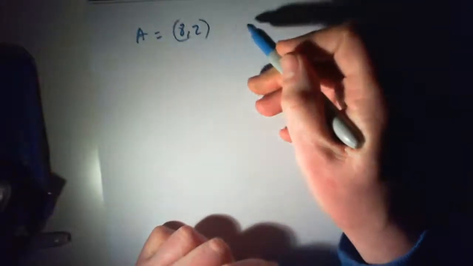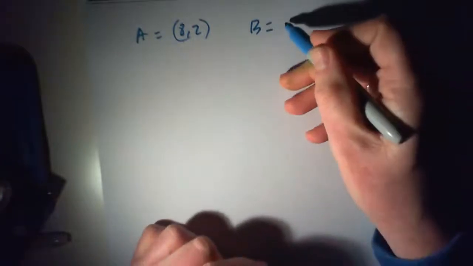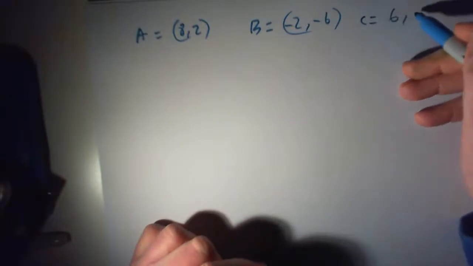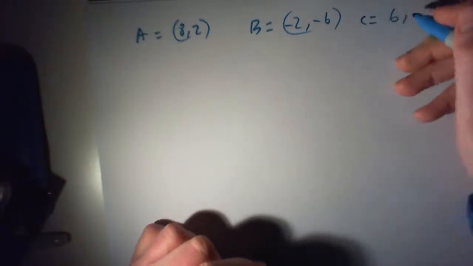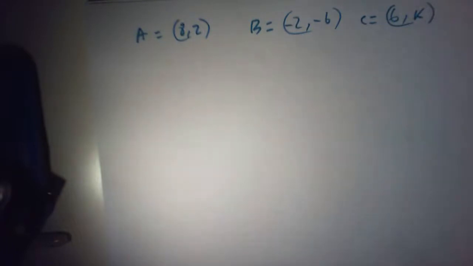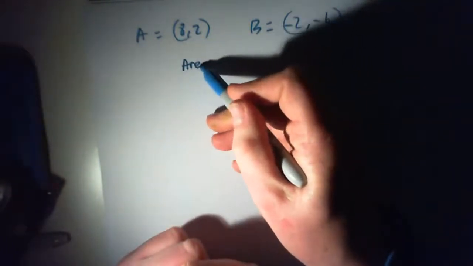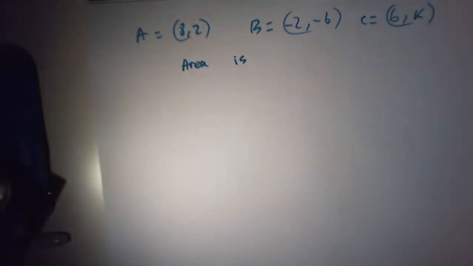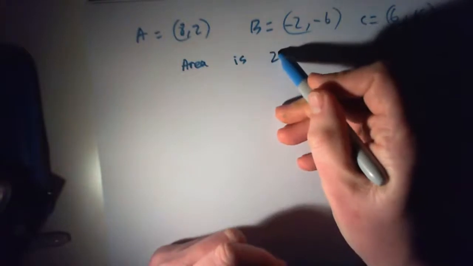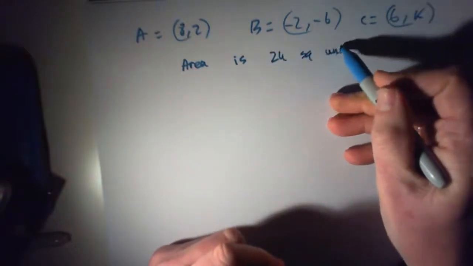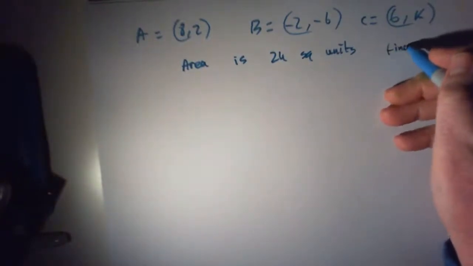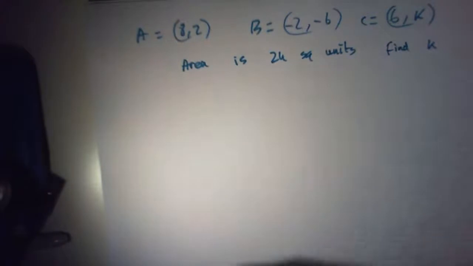Let's say A is equal to 8, 2. B is equal to minus 2, minus 6. And let's say C is equal to 6, K. They always use K, so I'll use K. The area is, let's see, we'll go with 24 and see what happens. Now, I'm not sure if this is going to work because I'm just making this one up out of my head. Find K. So this is where your algebra is coming in.